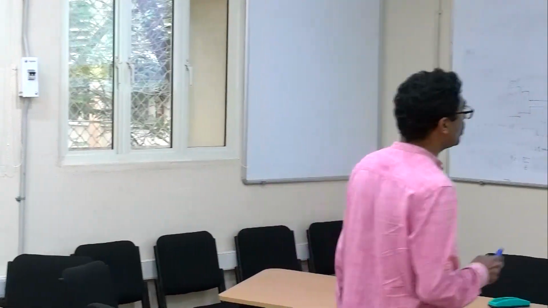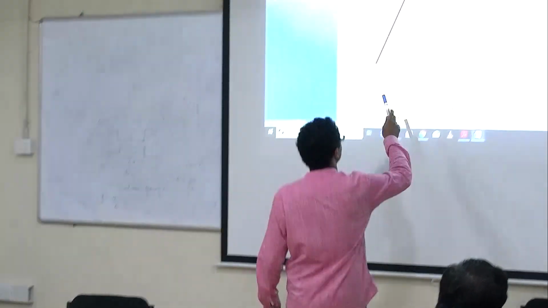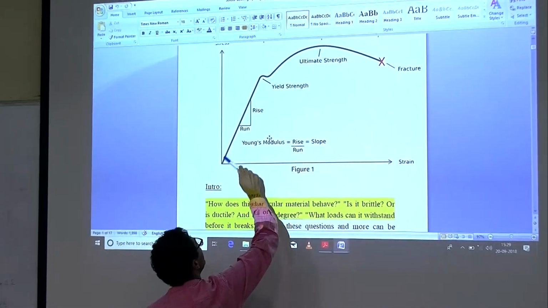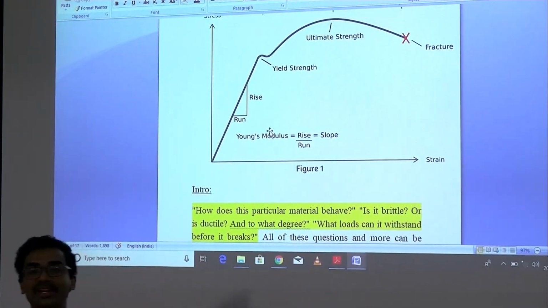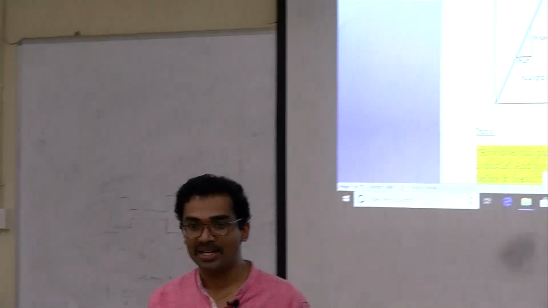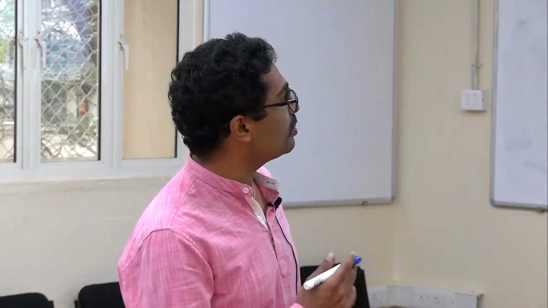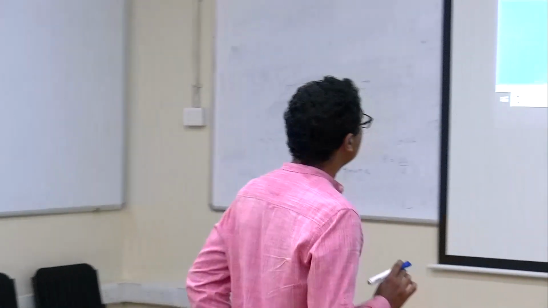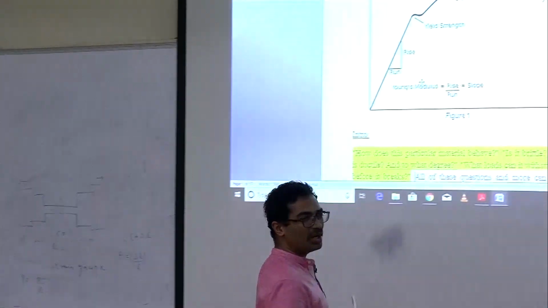So most of you got one thing very clear. Run by rise is slope and that is defined here in the linear region. Correct? The Young's modulus and hence Hooke's law is defined strictly in the linear region, and stress by strain is clearly the Young's modulus. That thing you have actually gotten very clearly. All of you figured that out, very good. Now what about yield strength? What is yield strength?